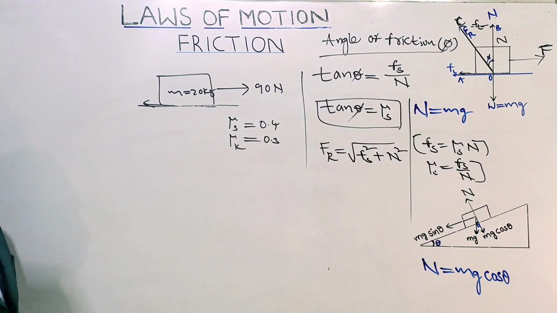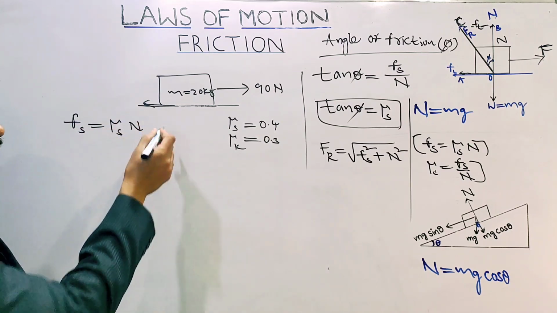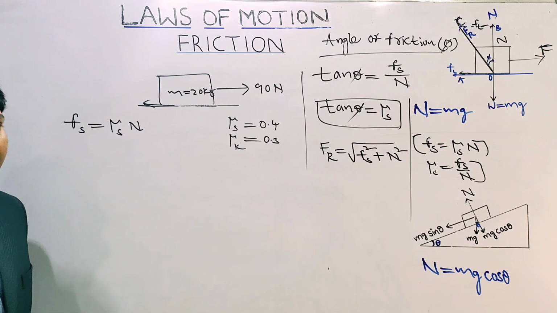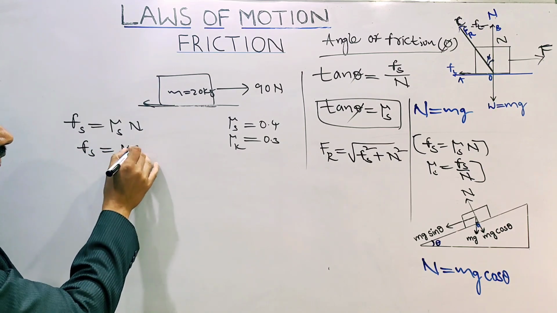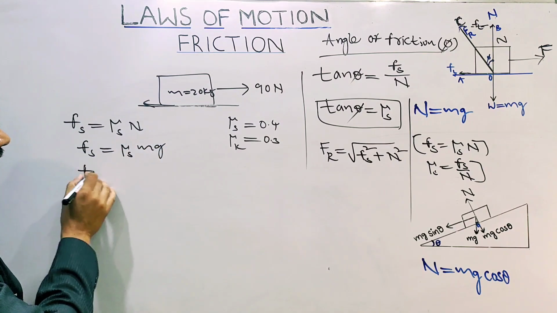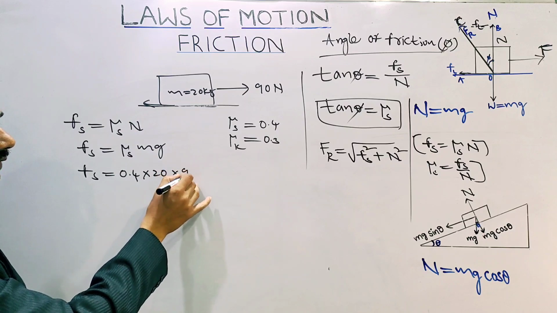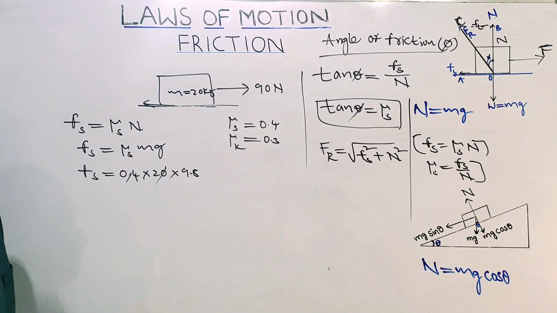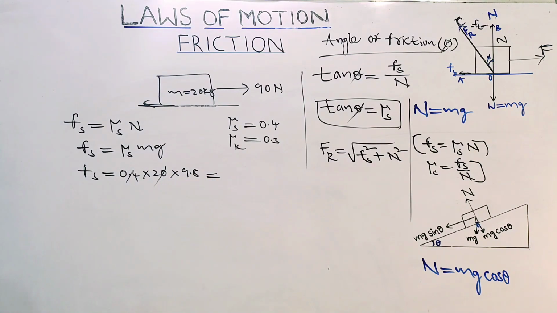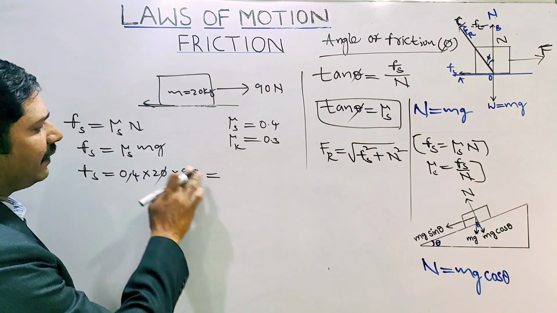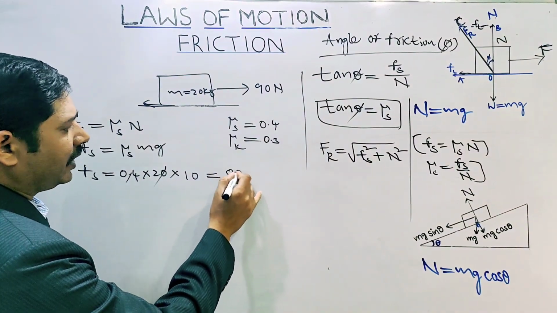First we will find the static frictional force. The formula is Fs equals mu s into N. Here, this is a horizontal surface, so N equals mg. Fs equals mu s into mg. So Fs equals 0.4 times 20 kilograms times g. The g value given in this problem is 10. So 4 times 8 times 10 gives 80 newtons.